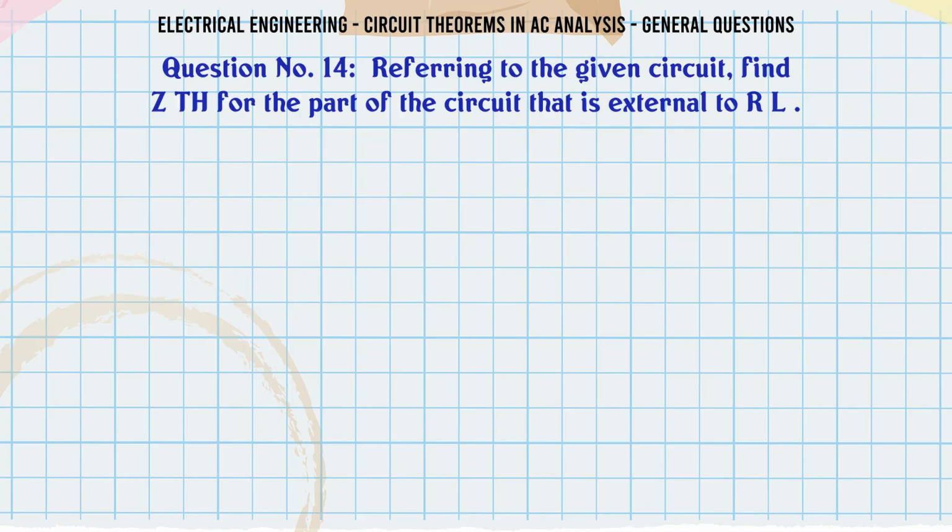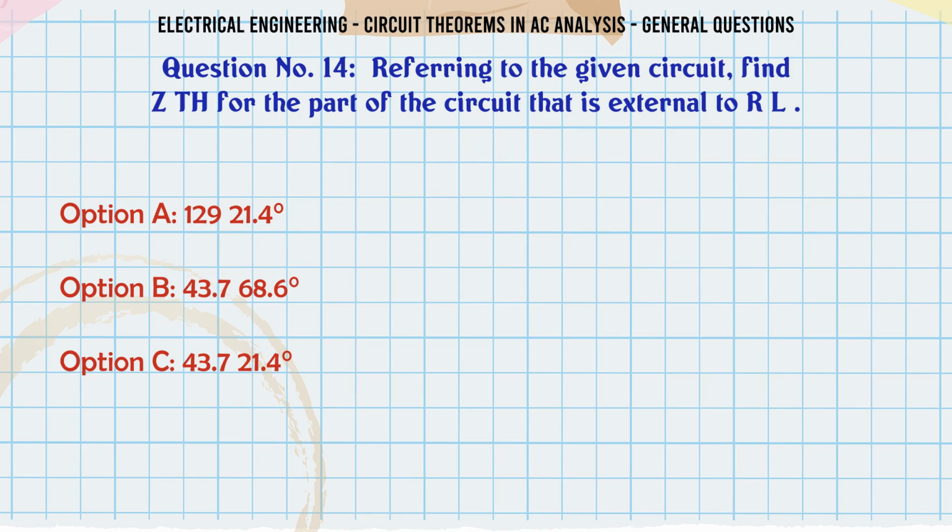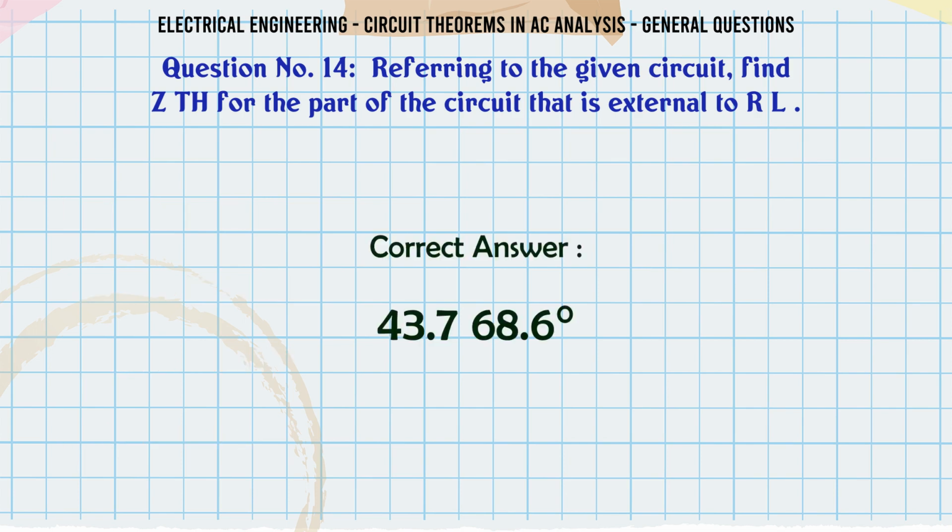Referring to the given circuit, find Zth for the part of the circuit that is external to RL. A: 129.2∠1.4°. B: 43.7∠68.6°. C: 43.7∠21.4°. D: 12.9∠68.6°. The correct answer is 43.7∠68.6°.